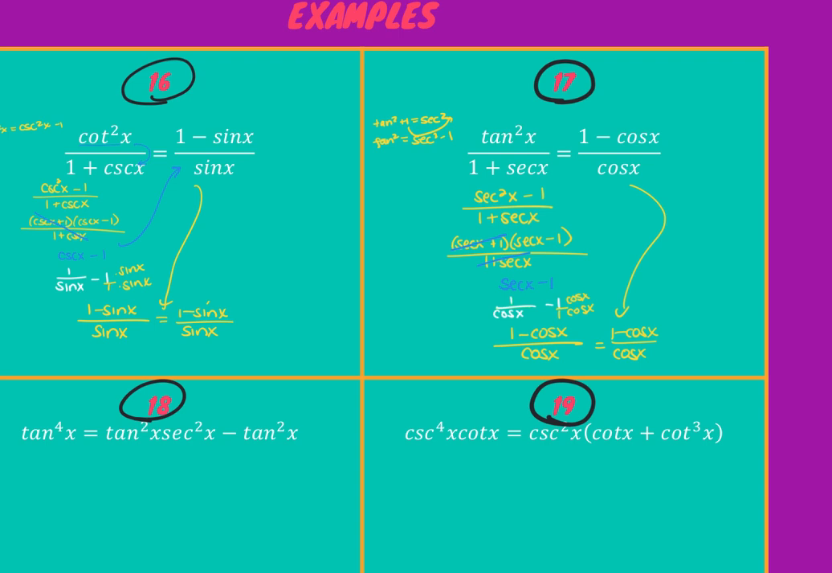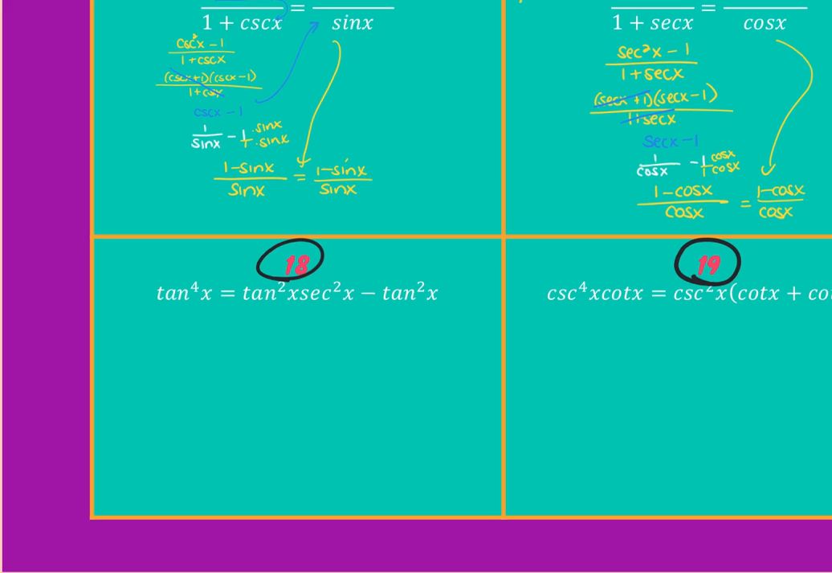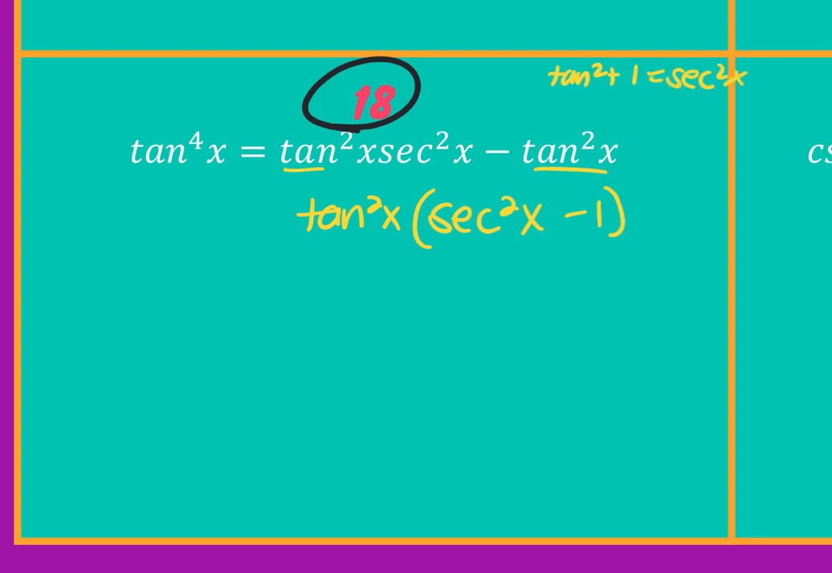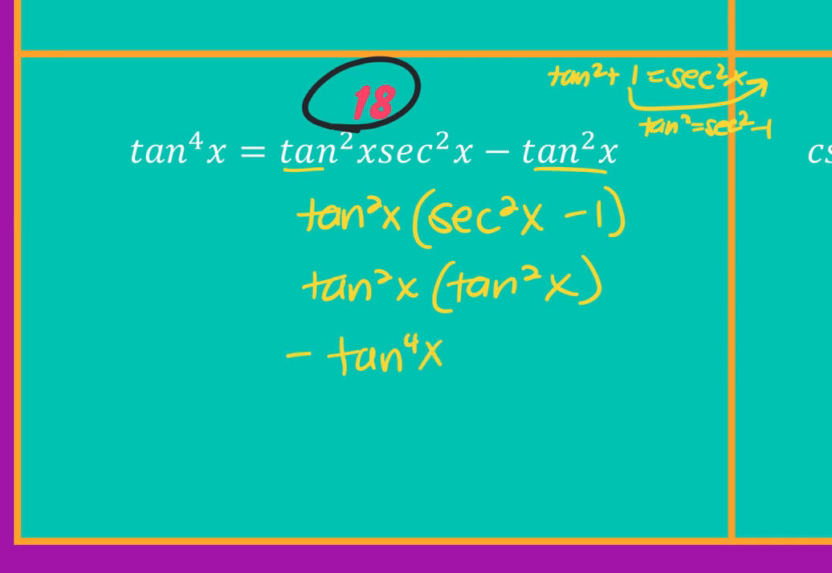Okay, if you look at 18, clearly the right side is more complicated than the left. On the right-hand side, tangent squared actually appears there on both terms. So if I were to factor that out, I'd get secant squared x minus 1. And go back to your Pythagorean identities. Tan squared x plus 1 equals secant squared x. If I move the 1 over here, I'd get tan squared equals secant squared minus 1. So I'd get tan squared x times tan squared x. And that means there are 4 there. So tan to the 4th x equals tan to the 4th x.